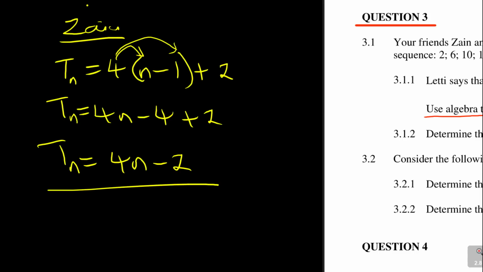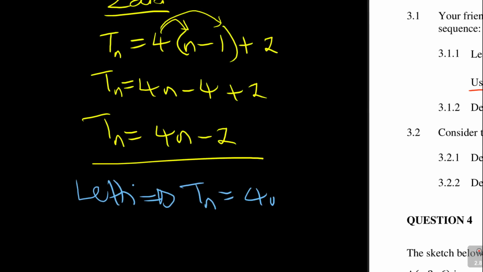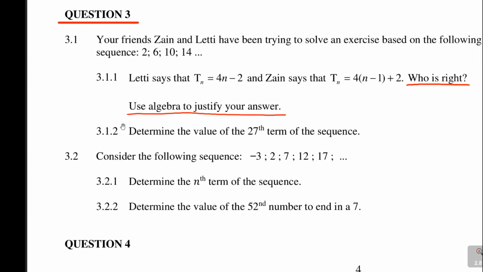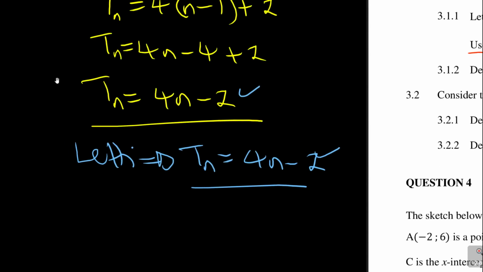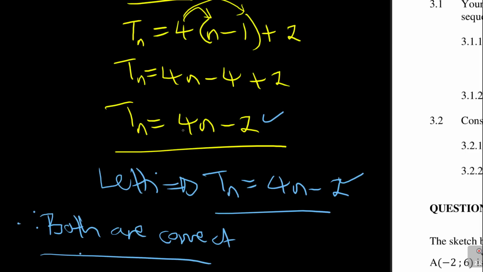So this is Zane. What was Letty? Letty had Tn is equal to 4n minus 2. So these, you see, they're all the same. So the question is, who is right? Use algebra to justify your answer. You can now conclude, therefore, both are right. Both are correct, because it simplifies to the same.